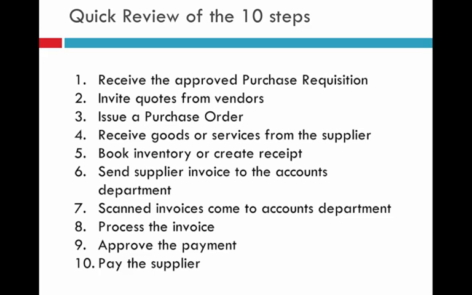Once the goods come in, we either book inventory or create a receipt. Finally, we receive the supplier invoice from the supplier and send it to the accounts department. The scanned invoices come to the accounts department, which are then processed, approved, and finally the payment is issued to the supplier. Now these were the 10 important steps of the P2P process.